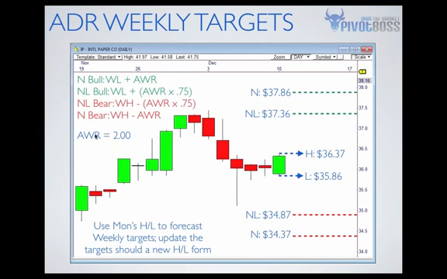Now, if we take 75% of the 2-point AWR, that's 1.5 points. Okay, so forecast 1.5 higher from Monday's low to get 37.36. Forecast 1.5 points lower from Monday's high of 36.37, and you get 34.87. So now these are your bull and bear targets for the entire week.